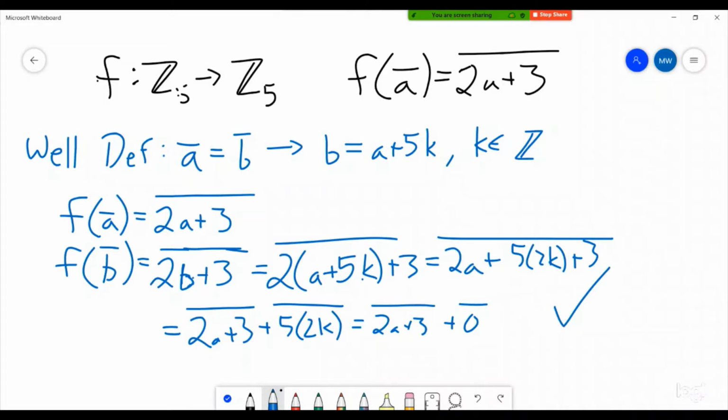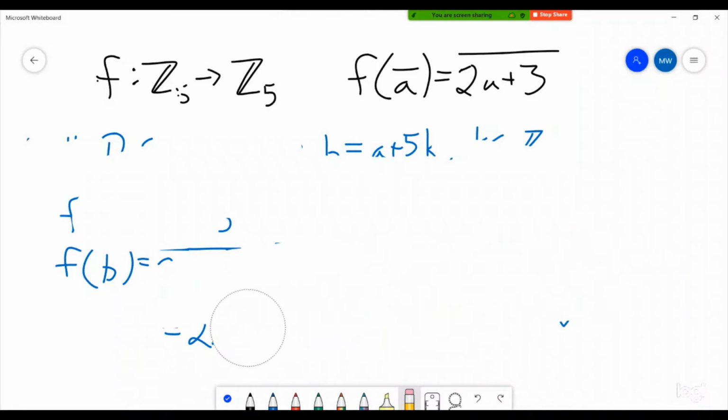The next thing we have to do is figure out, is this going to be injective and surjective? And so injective is kind of going the other way around. We're starting by assuming that f of a equals f of b. So if we were to do that one, let's get that one real quick.